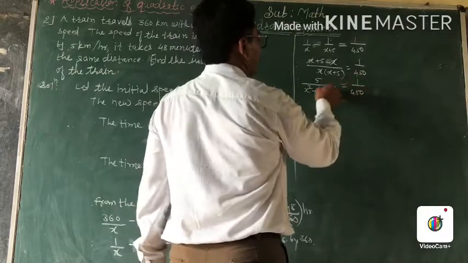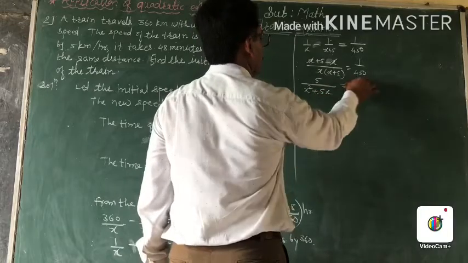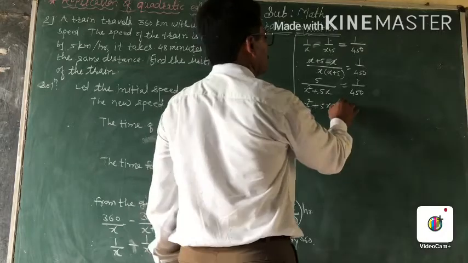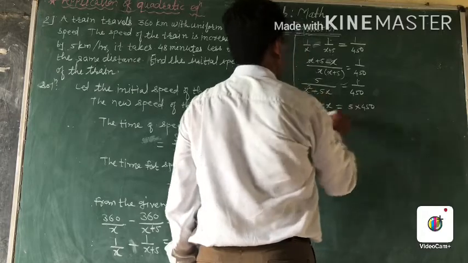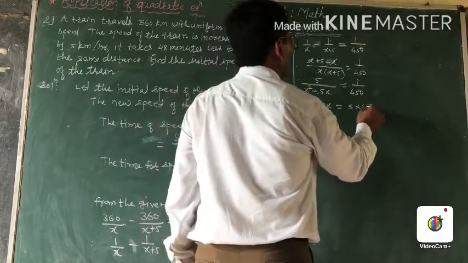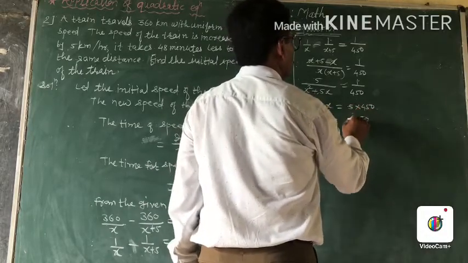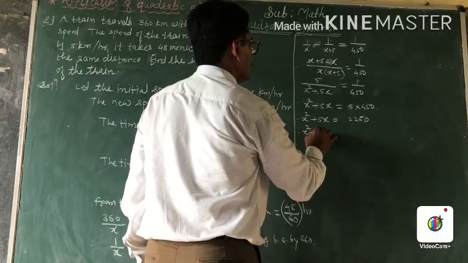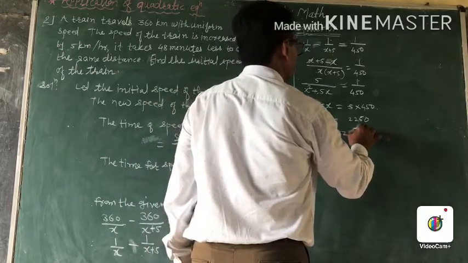Now cross multiply. Two ratios are equal. Cross multiplication: 1 into x square plus 5x is x square plus 5x, is equal to 5 into 400. x square plus 5x is equal to 2000. Bring this to the left hand side: x square plus 5x minus 2000 is equal to 0.